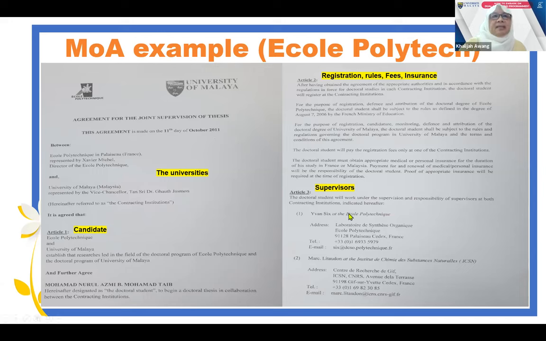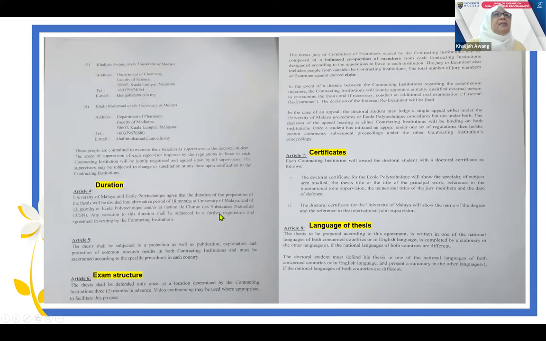And then the name of the supervisors, yeah? Okay, in France, Ivan Six and Mark Litaudon, okay? And in Malaysia, myself and Allahyarham Dr. Khalid Muhammad, yeah? And then we also mention the duration, usually it's 3 years, but it can be continued. Okay, this is where we forget. When it takes more than 3 years, we need to revive the agreement. This is the part that I will tell you, the problem that we face with our second candidate actually. Yeah. So, but for Azmi, it's okay because it took him 3.5 years.